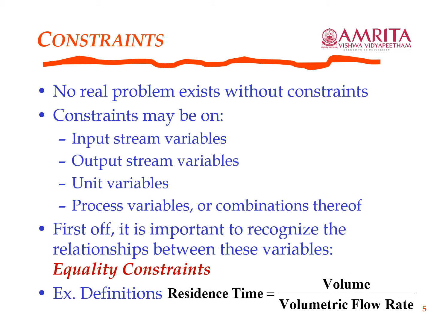Now here is an example: residence time in a mixed tank system, a stirred tank system. The average residence time at steady state is defined as the volume of the system divided by the volumetric flow rate of the stream that is coming in and going out. So the volumetric flow rate is a stream variable, volume is a unit variable, the residence time is a process variable, and there is a relationship between these three variables.